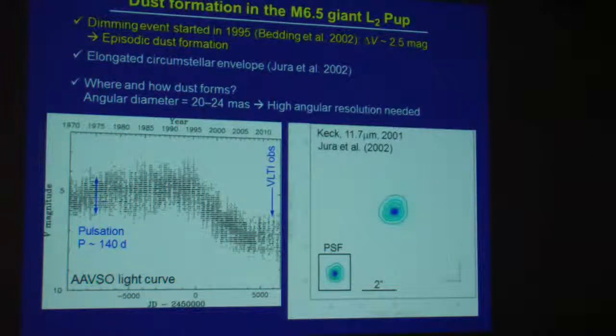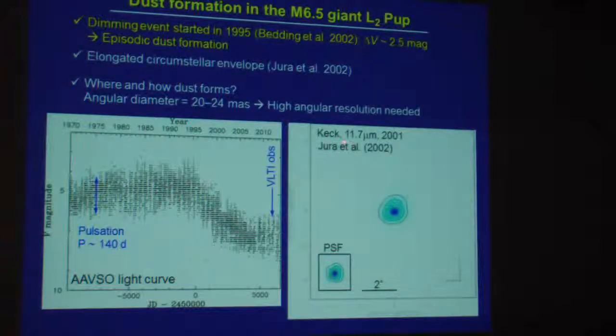So this panel shows the light curve in the visible taken from the AAVSO database from 1970 to the present. What appears to be a lot of scatter is not scatter or error, but it just represents the pulsation with a period of 140 days. And in 1995, the star started to dim by 2.5 magnitudes. And it's still ongoing. So this is interpreted as due to episodic dust formation along the line of sight.